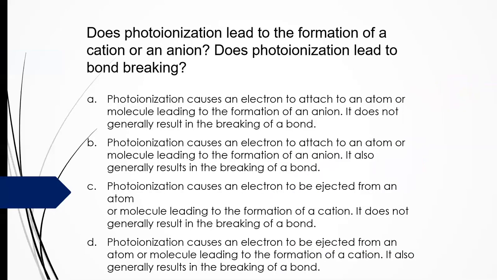So think about photoionization. What is going on? Does photoionization lead to the formation of a cation or an anion? Does it lead to a bond breaking? Take a moment to think about that. Photoionization means that we are making ions, and we're doing that by releasing an electron. So we're definitely forming cations, which means that we're looking at C or D.